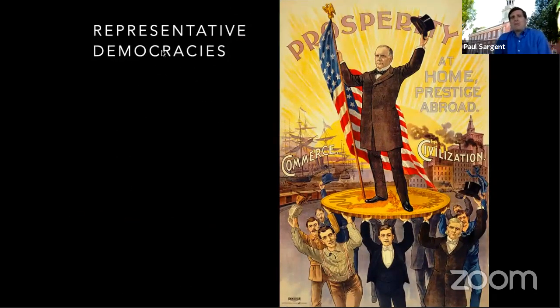So we get into what is the government here. Now, there is an idea about representative democracies.